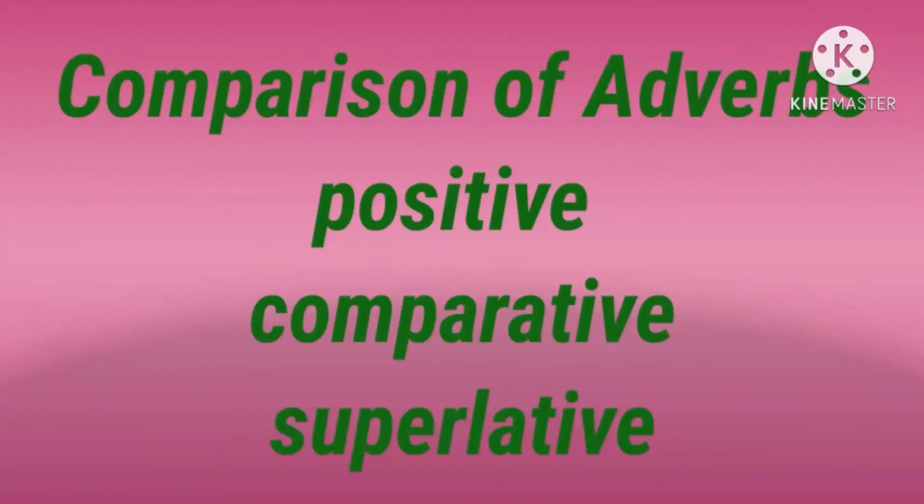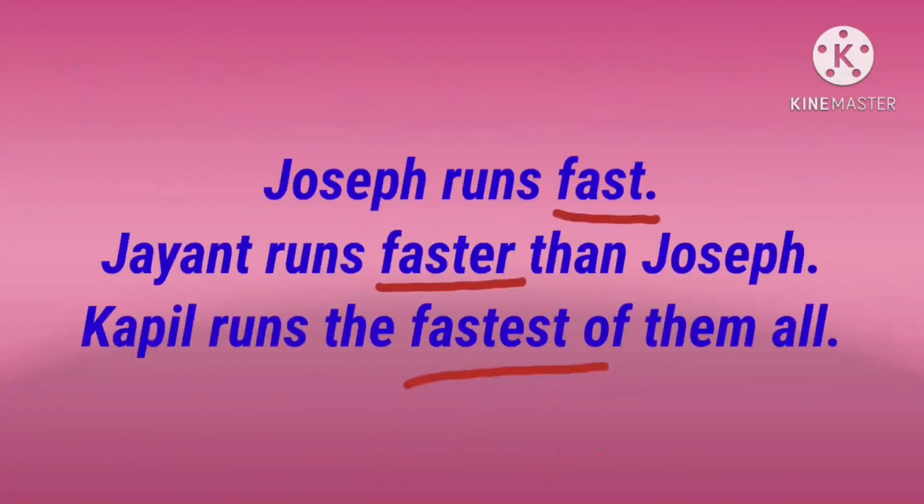Next, comparison of adverbs. Like adjectives, adverbs can also be used to show comparison. While we were studying adjectives, we studied comparison of adjectives. There we have positive, comparative and superlative degrees. Like that, here also we have positive, comparative and superlative degrees of adverbs. Examples, Joseph runs fast. Second example, Jayant runs faster than Joseph.